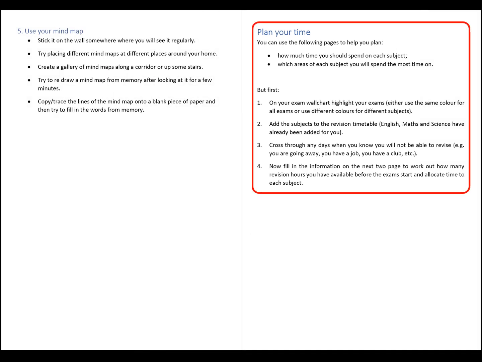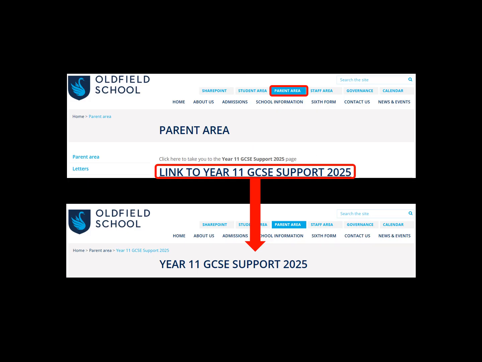And then we come to how we're helping them plan their time, which they've been doing in tutor periods following some guidance videos, and I'll talk you through this quite quickly. You will find all of the information available on the school website. So if you were to go to the school website and click on the parent area button, which is up there at the top in blue, you'll find that there's a link to the Year 11 GCSE support page.